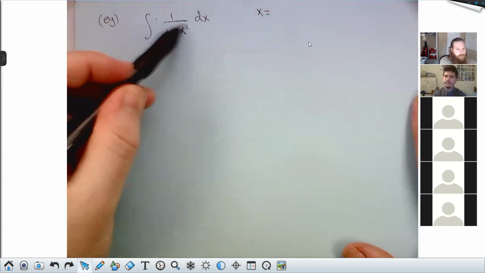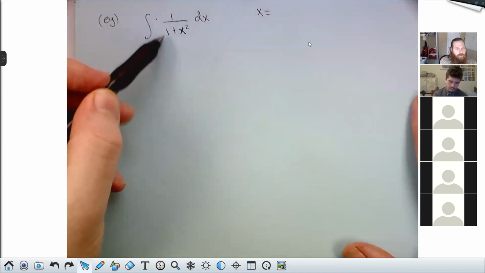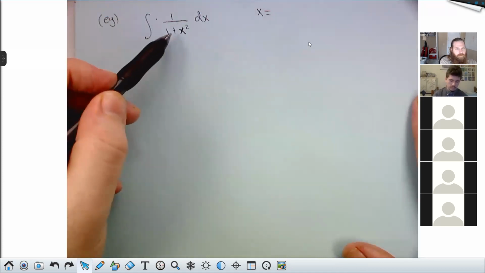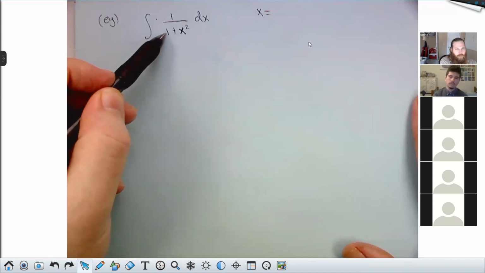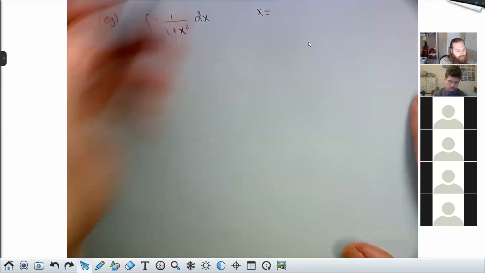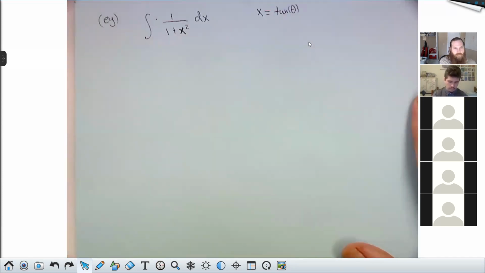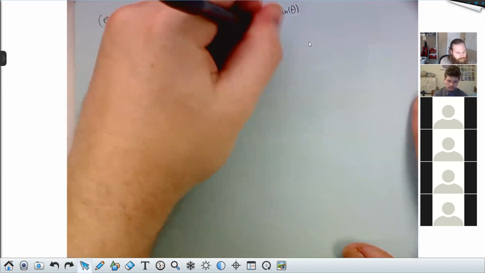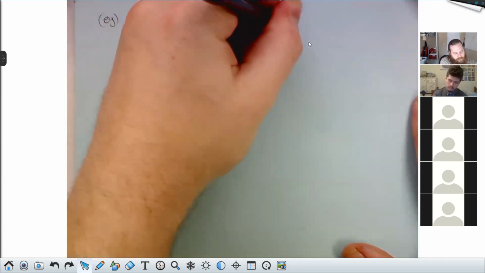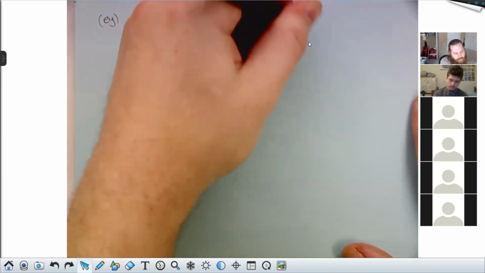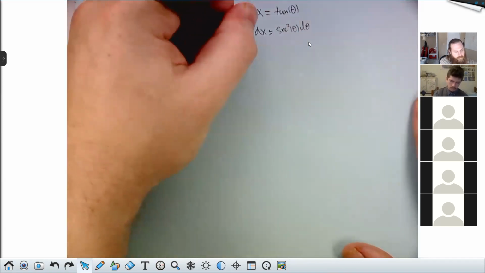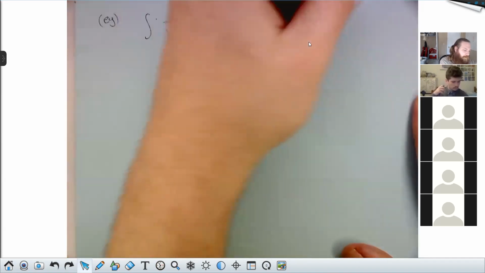There's no square root down here, but pretend that there was. Then I would substitute x equals the square root of 1 times tan theta. So the square root of 1 is 1. So I can do this by substituting x equals tangent theta. dx is secant squared theta d theta. And if I'm being good here, I should draw my triangle.